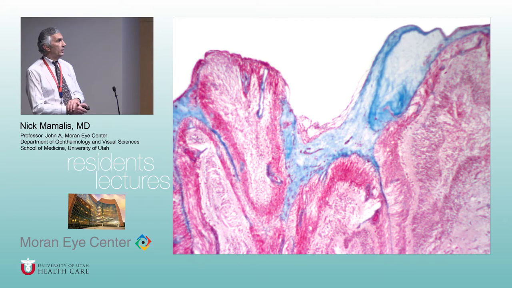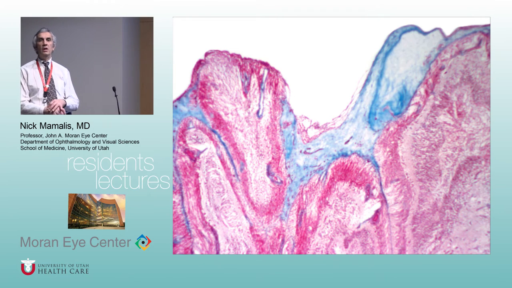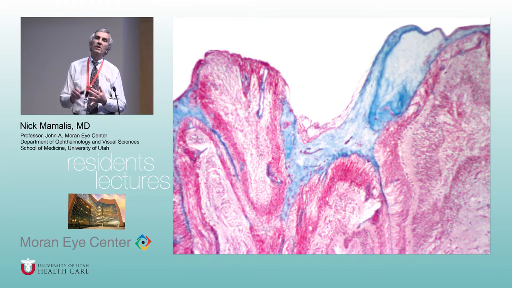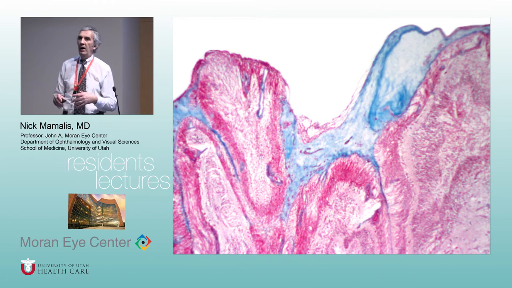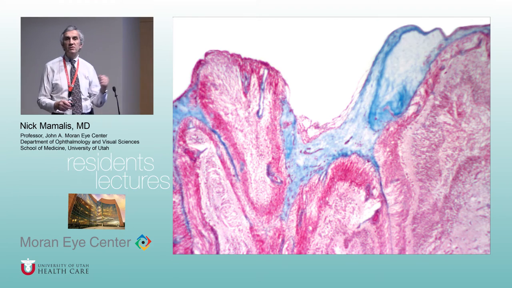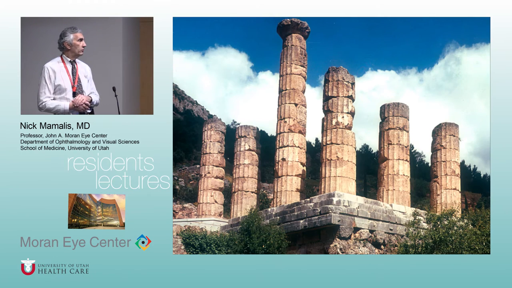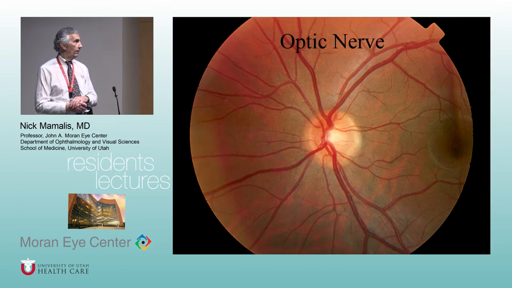and then you can even get proliferation of gliotic cells. We call this condition, Lee, what? PVR. Proliferative vitreoretinopathy. This is why most retinal detachment surgeries fail, is because you get this PVR growing in there. And that's why they fail. So there's Delphi, that's where the oracle sat.